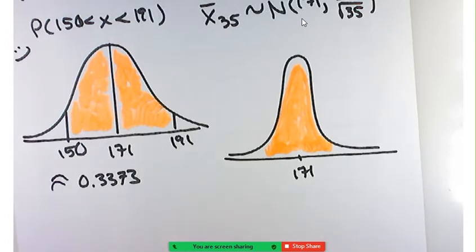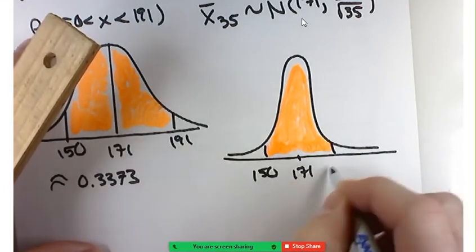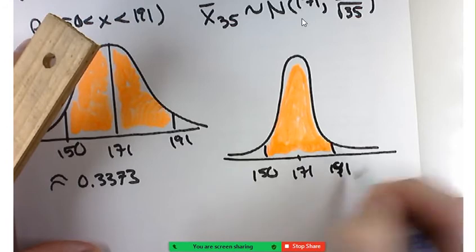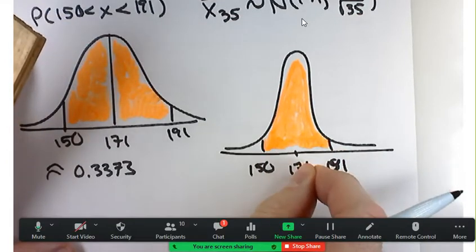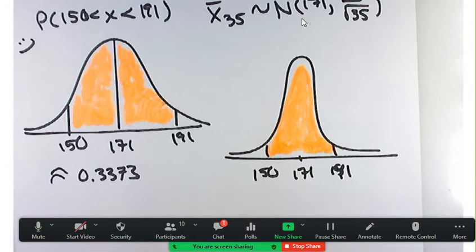Does that mean that the probability that we're going to calculate is going to get higher or lower? What would you guess? Is there going to be more area here or less area? I guess we'll find out.